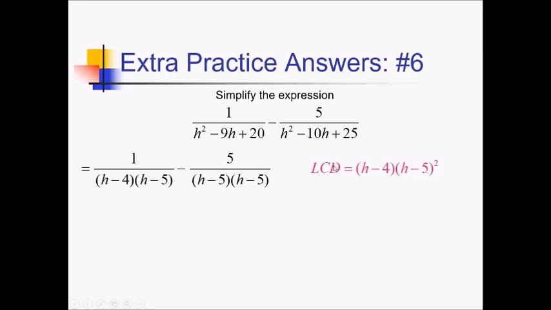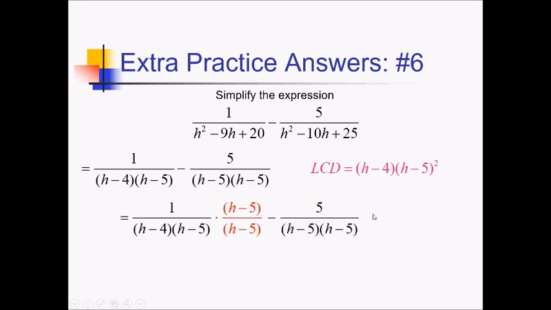Now that we've got that, let's go ahead and multiply each fraction by whatever it needs to give us this LCD. So for my first fraction, I've got an h minus 4 and one of the h minus 5s already. That means I need another h minus 5 to get this h minus 5 squared. So I'll multiply by h minus 5 over itself. And in so doing, I am just multiplying by 1. So I'm not really changing the value, just giving it a makeover. And our other fraction now, we've already got the h minus 5 squared, basically. We need to multiply by an h minus 4 in this other one to get the LCD. So h minus 4, there we go.